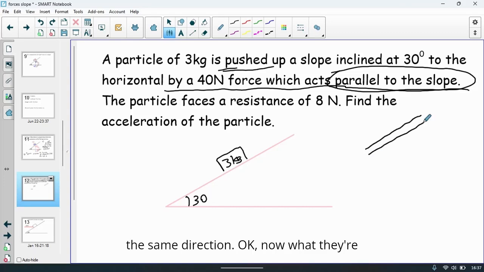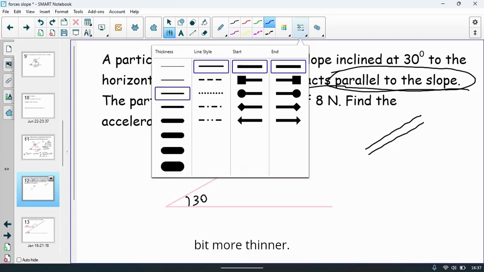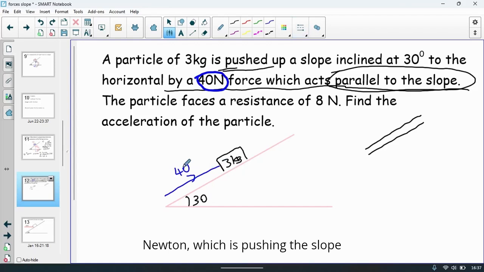Now, what they're telling you is there is a 40 Newton force which is pushing the particle. And the force is parallel to the slope, which means it's going like that. So let's just make that a bit thinner. So this is your 40 Newton, which is pushing the slope upwards.